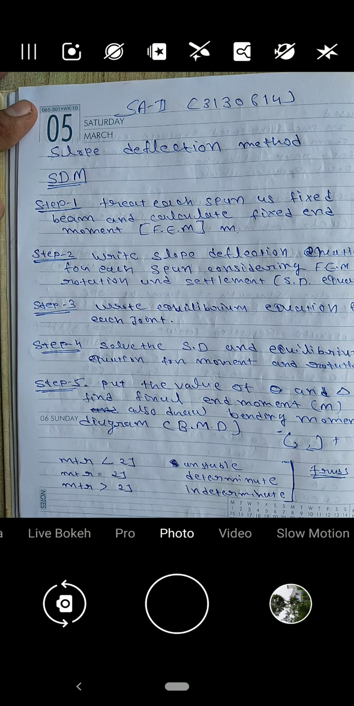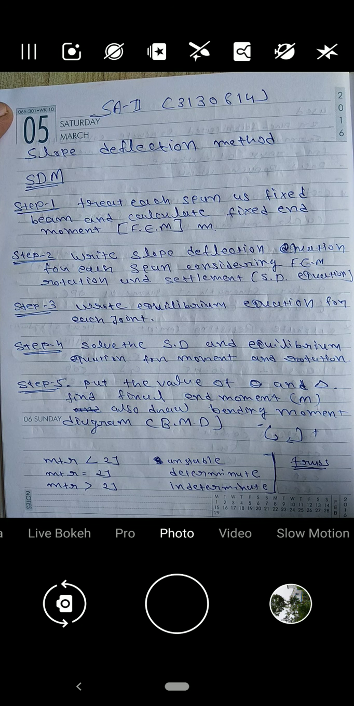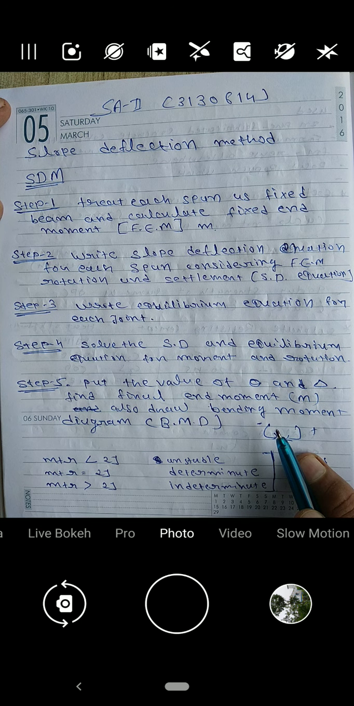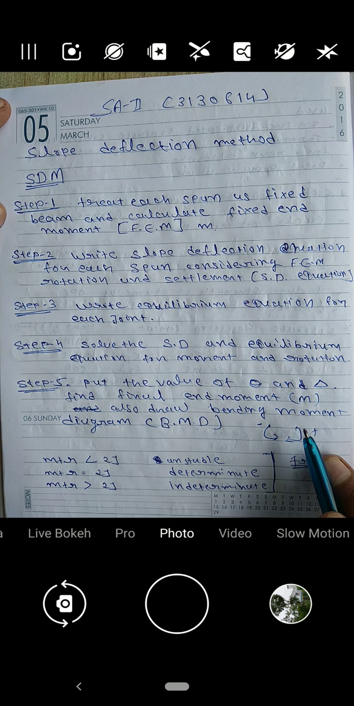In this slope deflection method, we take the clockwise direction as positive and anti-clockwise as negative. Now, before step 1, we discuss some cases where we find the fixed end moment.